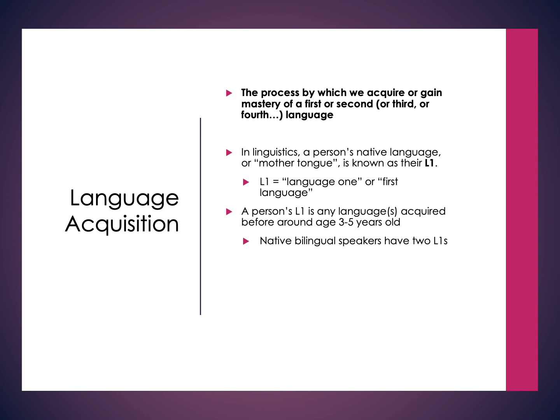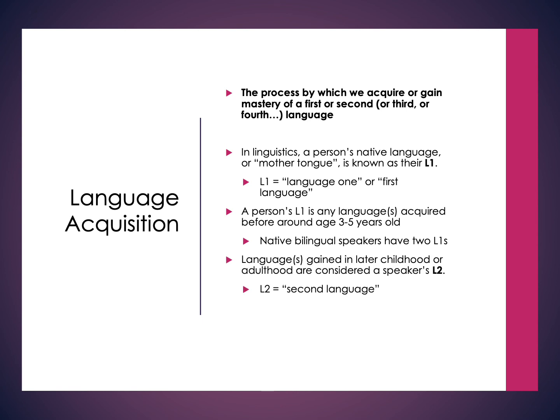So there's only a two-way distinction. It's either a native language or an L1, or it's not a native language and it would be called an L2. So those other languages that we gain in later childhood, or if you learn a language in adulthood, would be considered a speaker's L2, for second language. And you can have multiple L1s or multiple L2s. So if someone has several languages that they speak, any of them that they started speaking from a very young age or from birth would be their L1s. And then any language or languages that you pick up later in life would be considered your L2s.